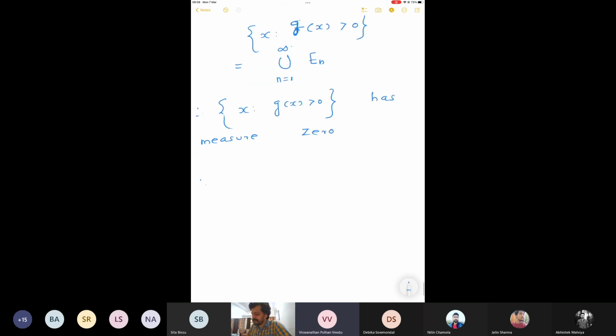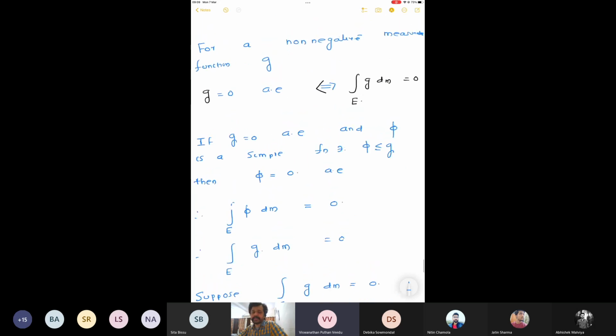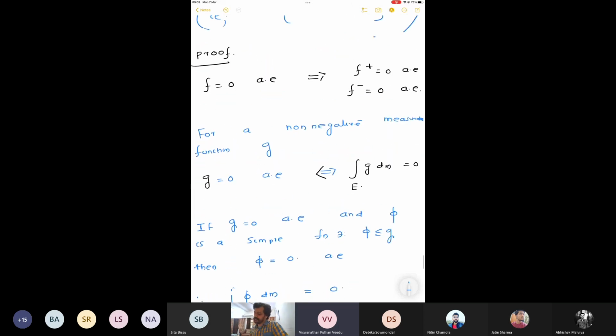That means g is 0 almost everywhere. g is greater than or equal to 0 and where it is greater than 0 is of measure 0. That means g is 0 almost everywhere. Okay. So we proved this result. A non-negative function is 0 almost everywhere if and only if its integral is 0. Okay. Now let us use this.